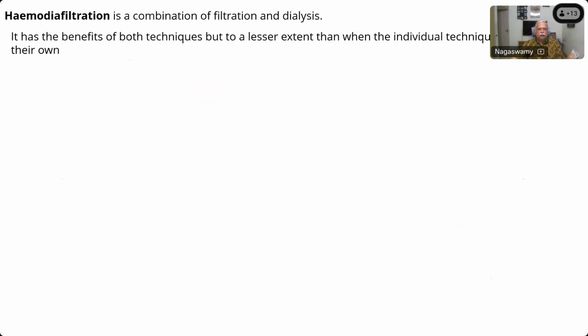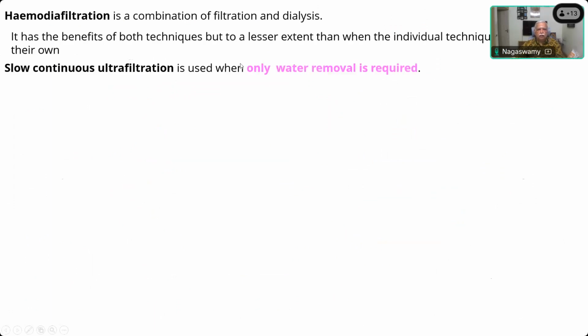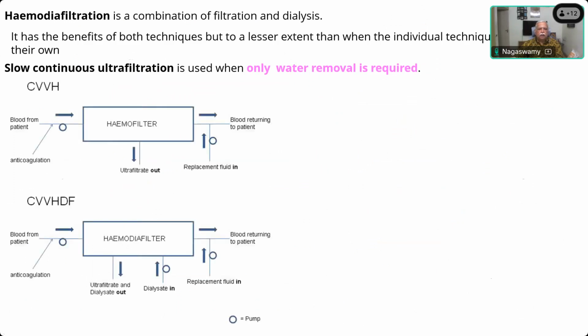Now, hemodiafiltration is a combination, as I told earlier. It involves both the filtration as well as dialysis. Whereas the third technique, which is called slow continuous ultrafiltration, is used only when water removal is required. And this is what is called slow veno-venous hemofiltration, or the other technique is slow veno-venous hemodiafiltration.